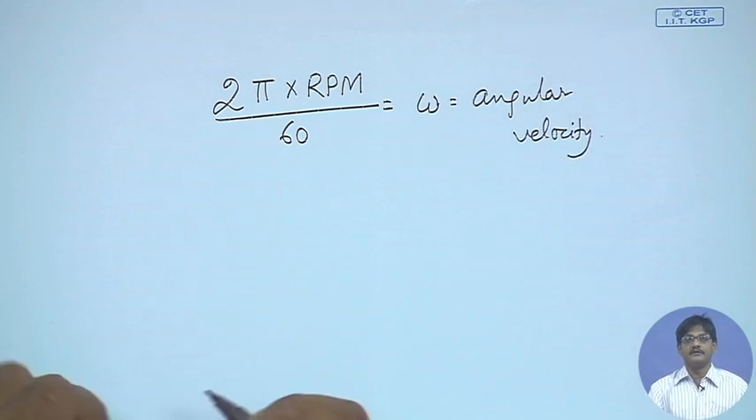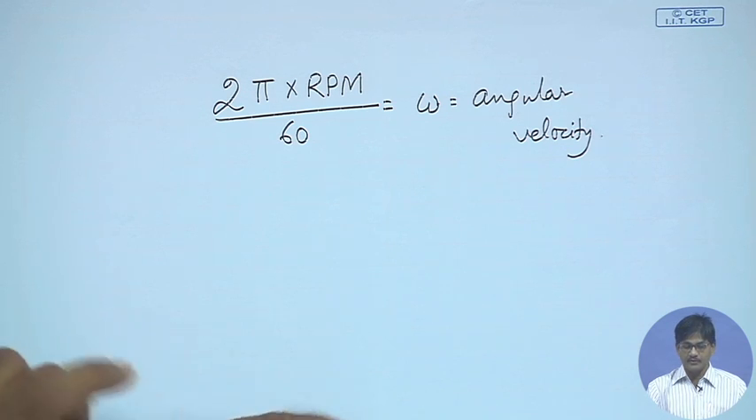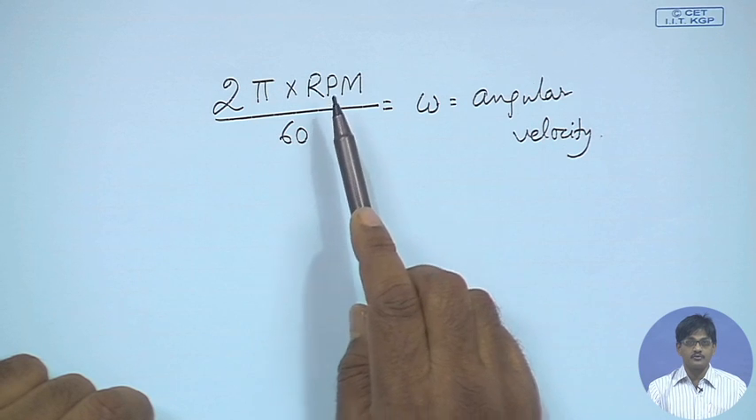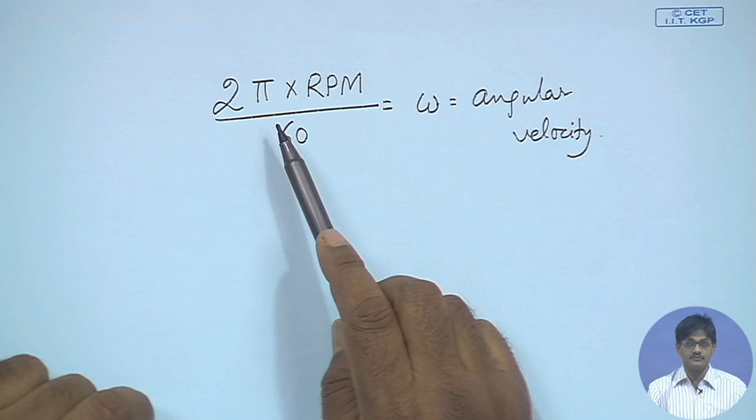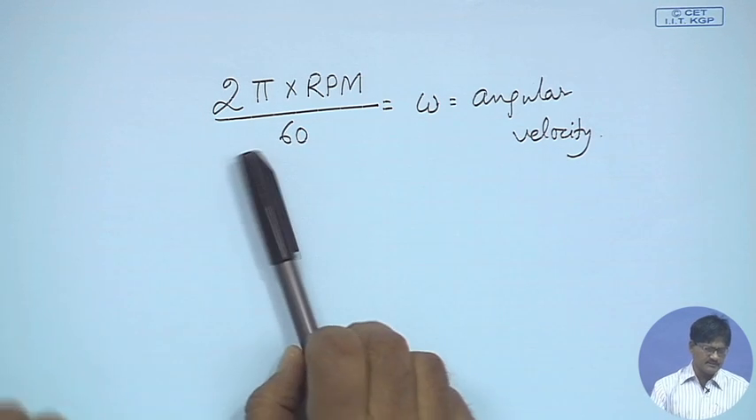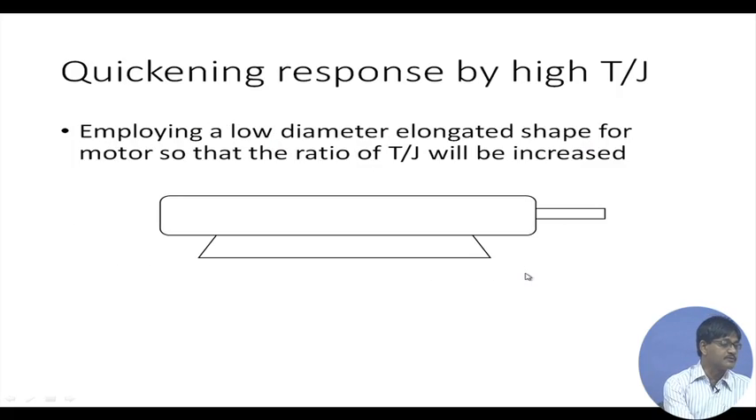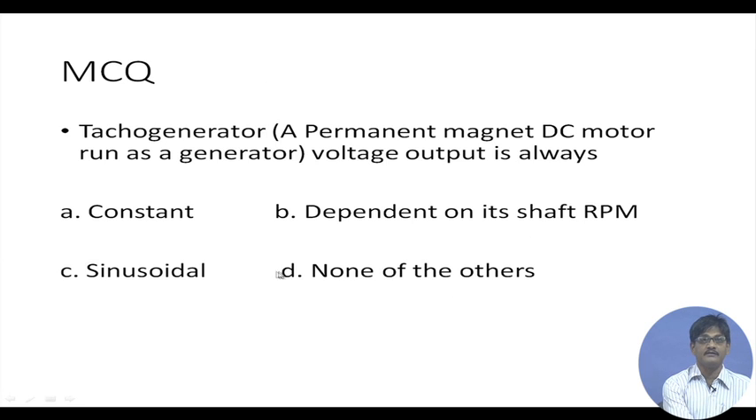It is a measure of the rate at which you are rotating your shaft. So, if it is proportional to omega, it must be proportional to RPM as well, because all the other terms concerned are constants, 2 pi and 60. So, definitely B seems to be correct, but let us also look at the other options in order to make the final decision.